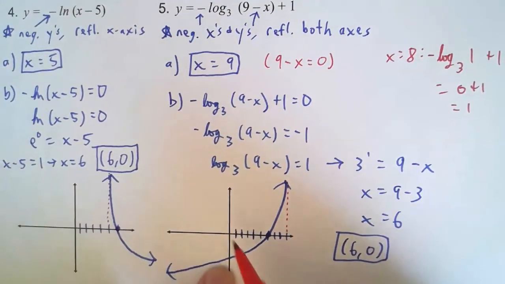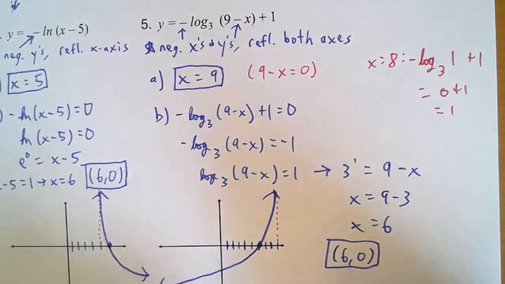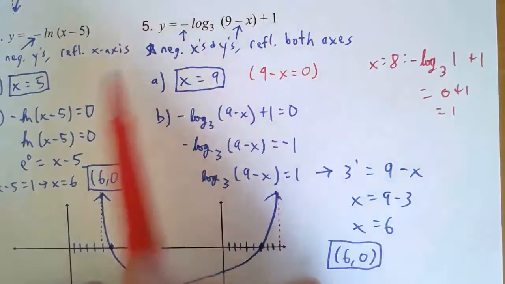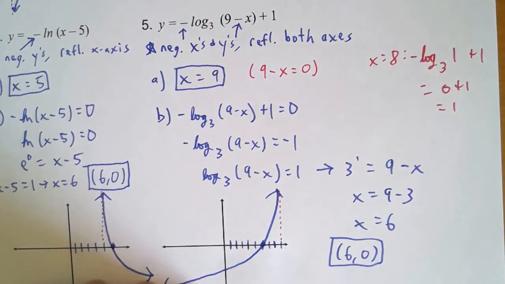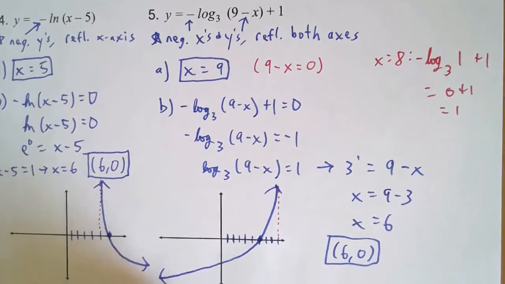You could always try to find the y-intercept as well, and then you would find the y-intercept is down here. So if you're ever not sure about these reflections, just try plugging in another x value or two, find another point or two to help you figure out that shape.